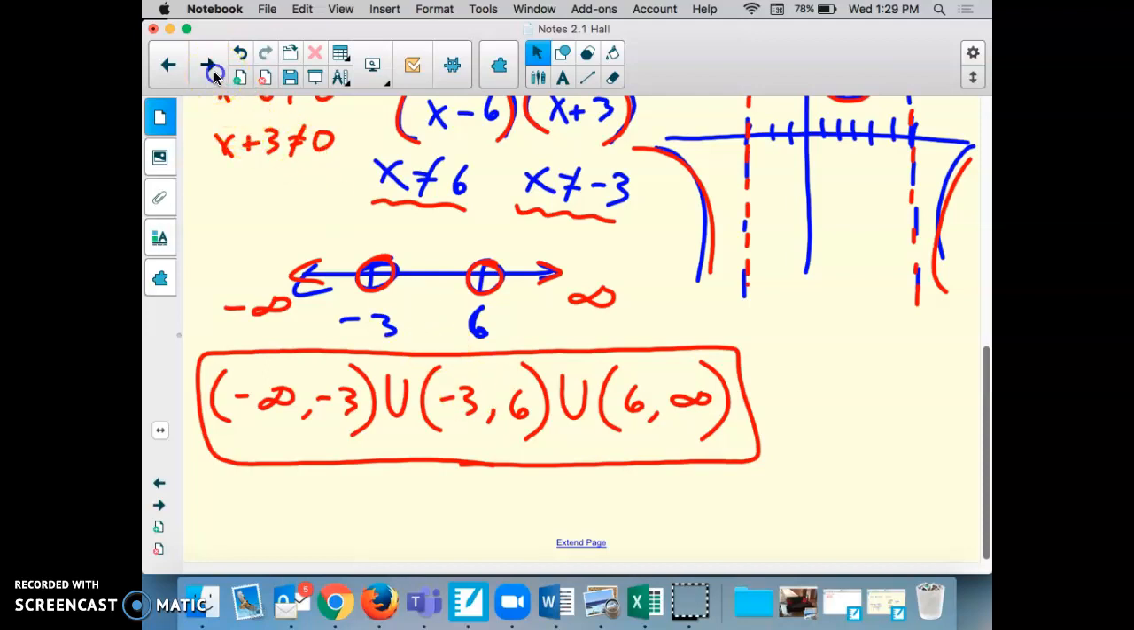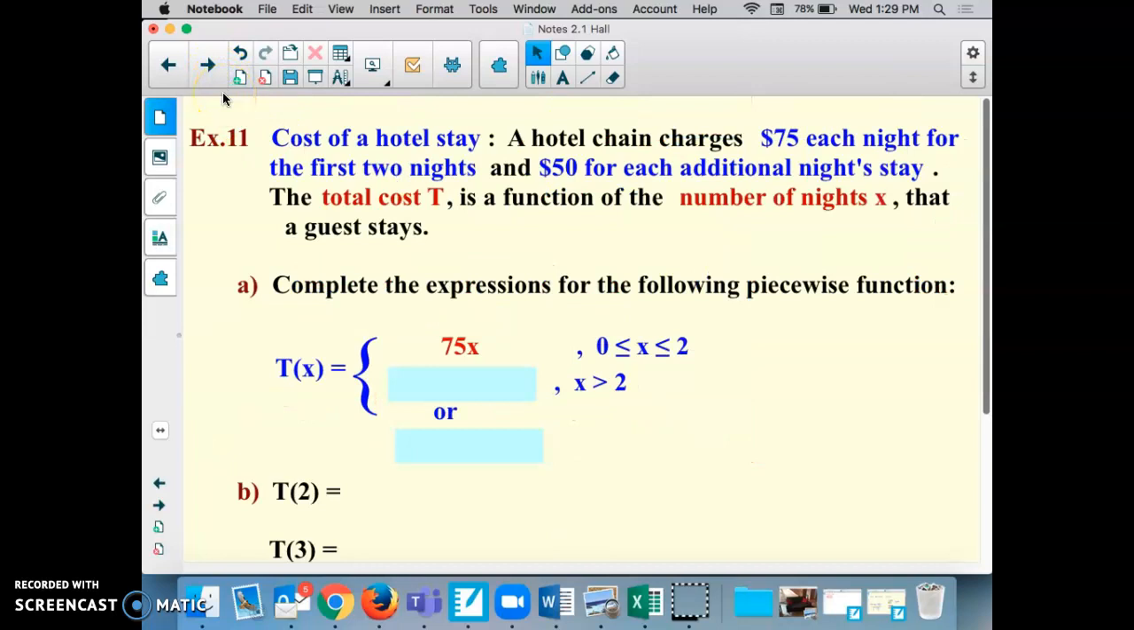Let's look at a little word problem. Won't spend a whole lot of time on it, but I do want to show you a couple setups for the piecewise. Cost of a hotel stay. A hotel chain charges $75 each night for the first 2 nights.